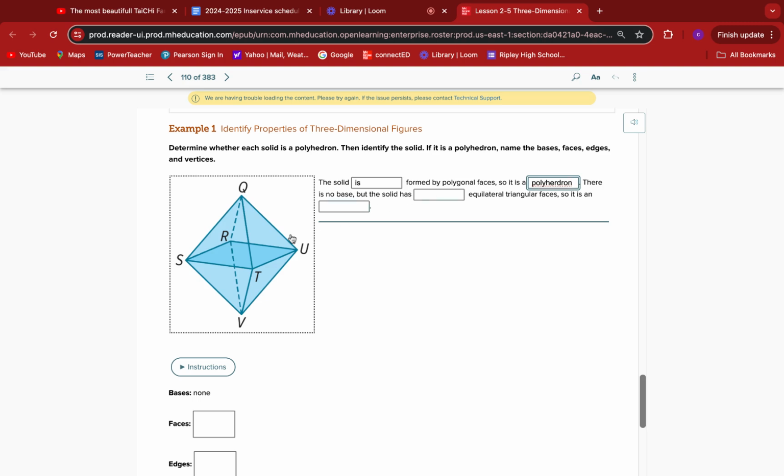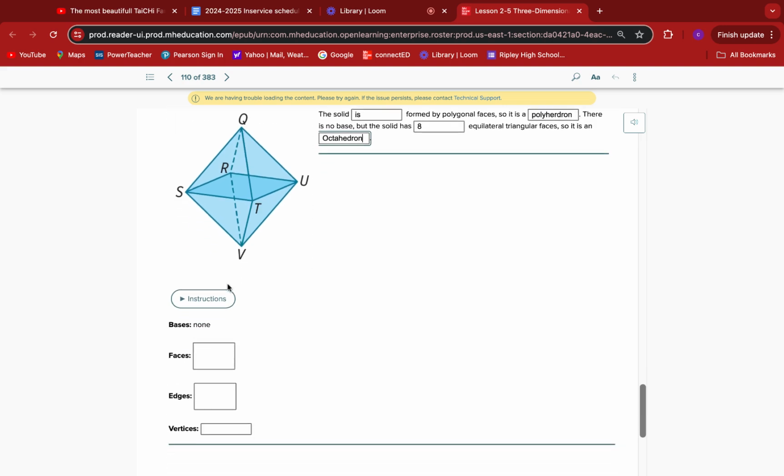All right. There is no base. There really is no base because it's not actually sitting on a side, or what you guys would need to start calling a face. So it has equilateral triangle faces. Let's count them out. Front, back, left, right. There's 4. Front, back, left, right. There's 4 more. So that would be 8. And 8 is octa. So this is an octahedron.